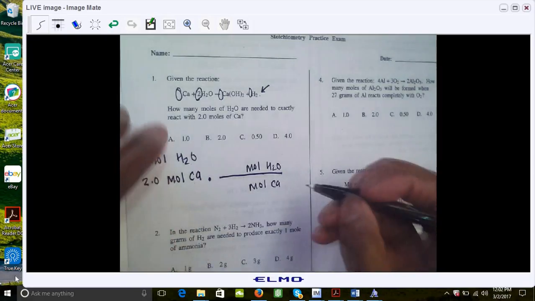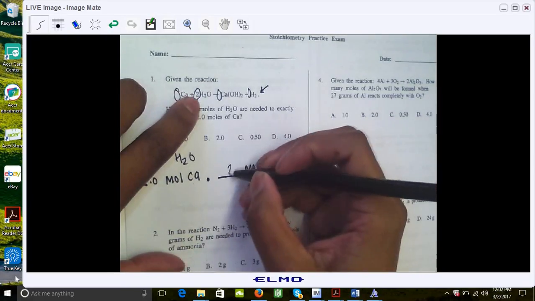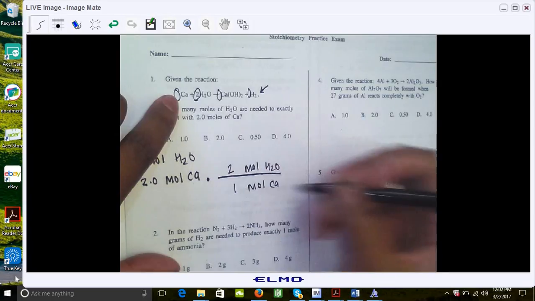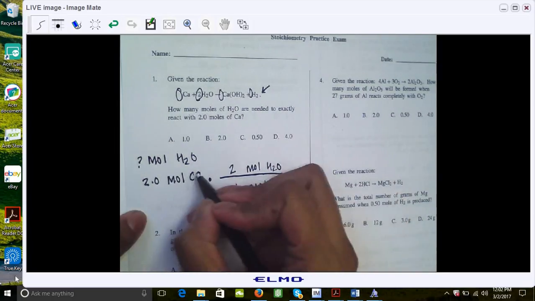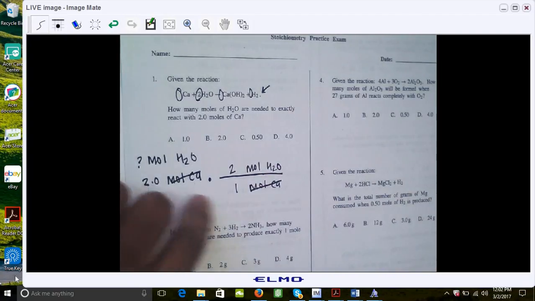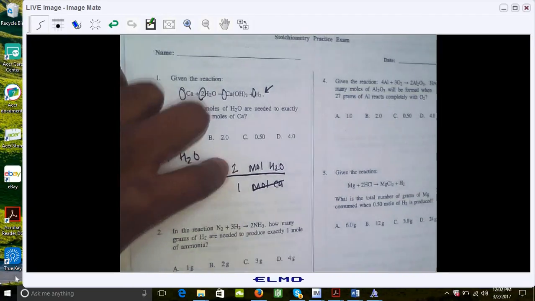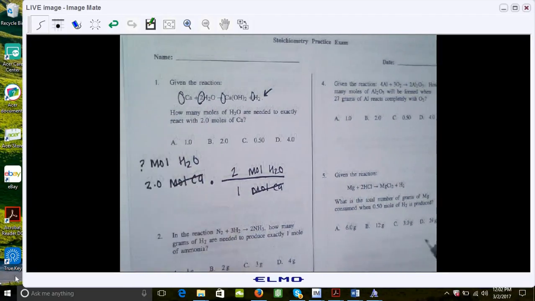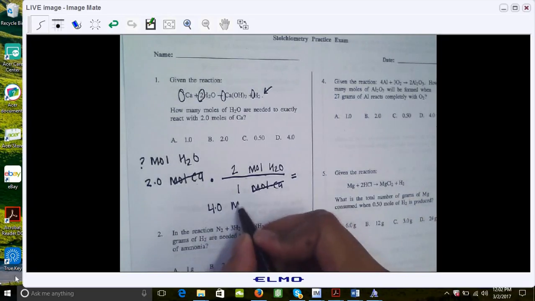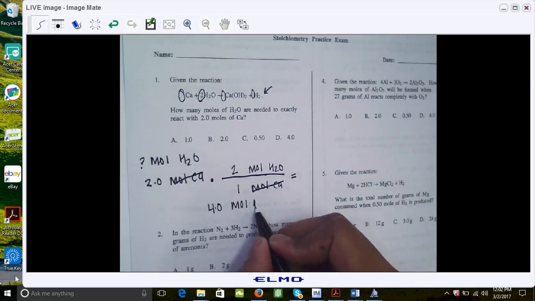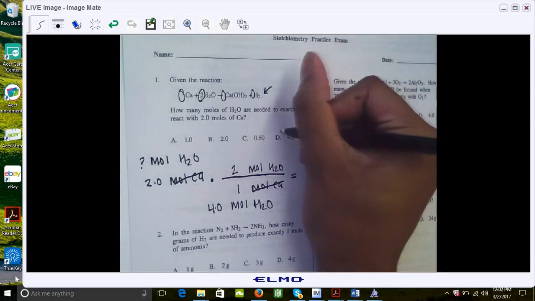So based on my equation, I have 2 moles of H2O for every 1 mole of Ca. So I cancel out just the moles of calcium, not the numbers. So I do 2 times 2 divided by 1 is going to give me 4.0 moles of H2O. And that's going to be answer choice D.